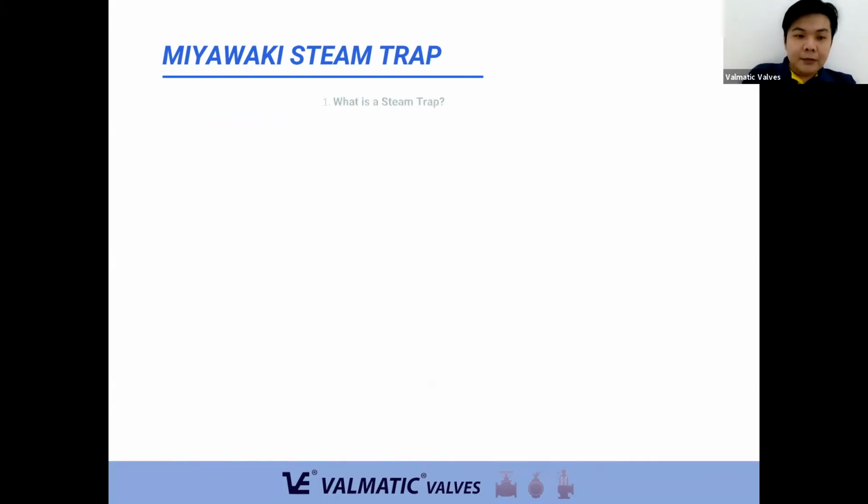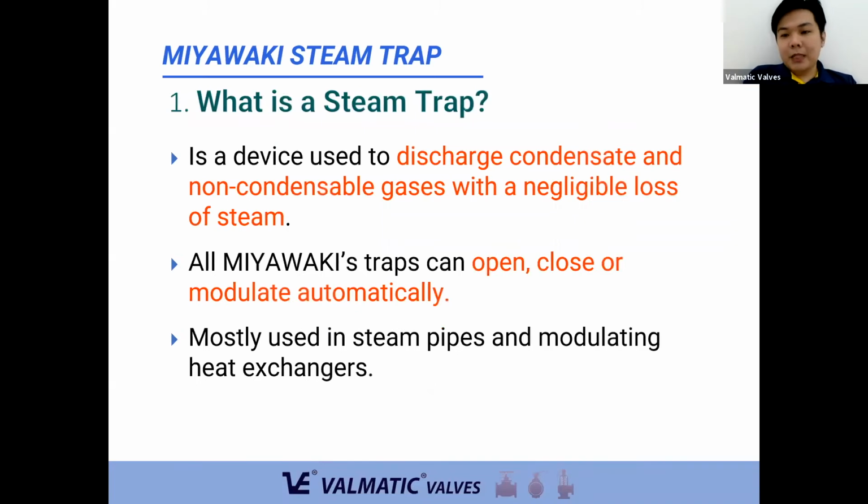Yeah. So before we begin, steam trap. What is the purpose of steam trap? Because steam trap, as the name implies, is very straightforward. It's a device used to discharge condensate and non-condensable gases with negligible loss of steam. All Miyawaki traps can open, close, or modulate automatically.